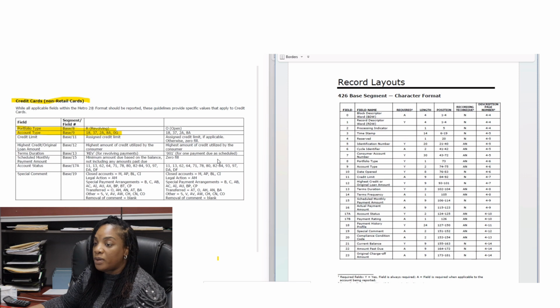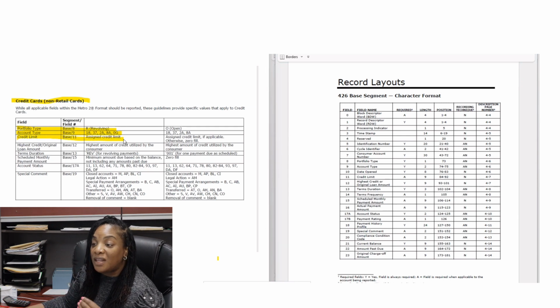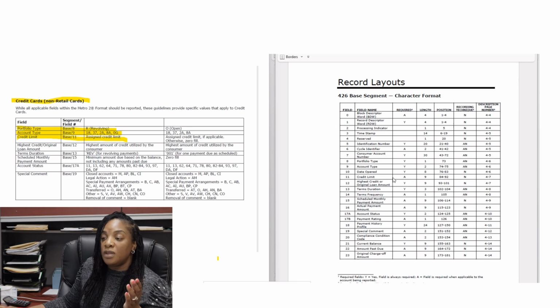So here where it says credit limit, you're always going to want to see the credit limit on the credit card account. That is a required field. To find out, you just say, hey, this is base 11. So you want to go here.